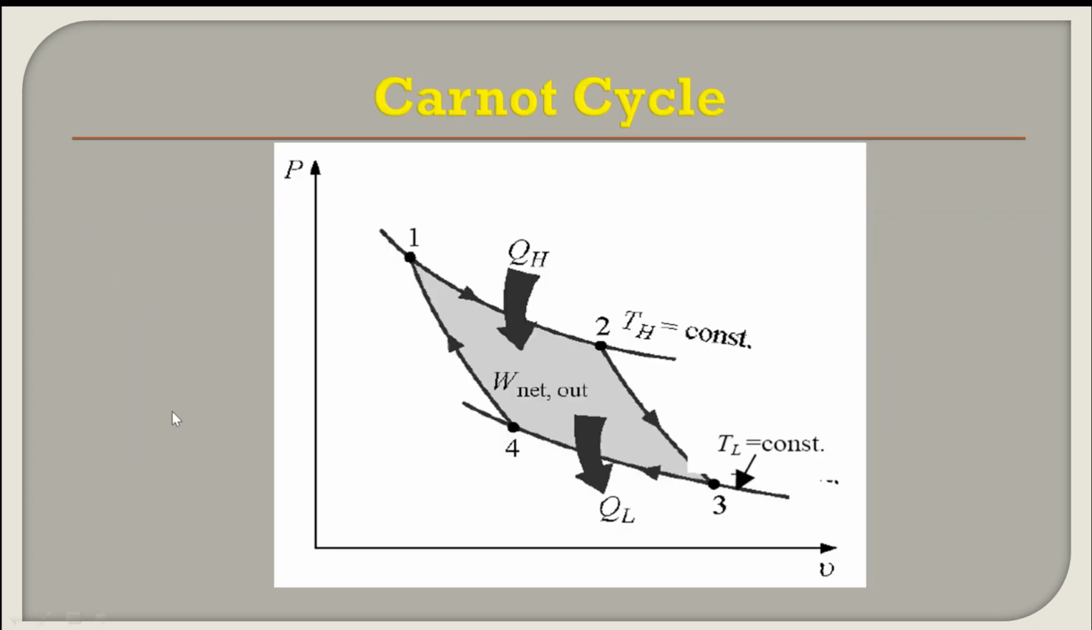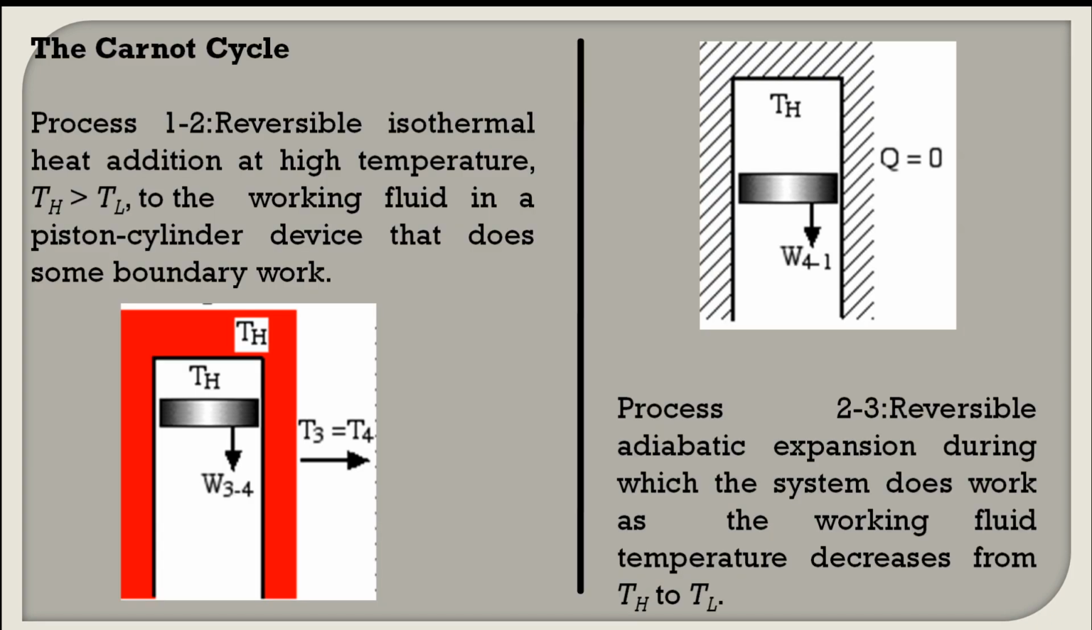So here you can see 4 processes: 1 to 2, 2 to 3, 3 to 4 and 4 to 1. 1 to 2 and 3 to 4 are isothermal or constant temperature processes, and 2 to 3 and 4 to 1 are adiabatic processes. A reversible adiabatic process is also known as isentropic process, where entropy is constant. So all these 4 processes are reversible. This is shown on a pressure volume chart. Now let us see the 4 different processes in detail.